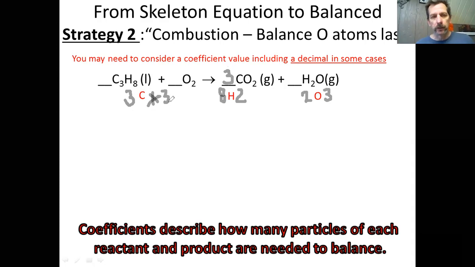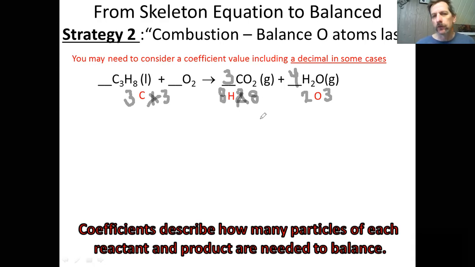Let's look at hydrogen next. 8 on the left side, only 2 on the right side. So multiply our coefficient 4 times 2, right? The 2 that used to be there is no longer valid. We just multiplied it by 4. Now hydrogen is balanced. So carbon and hydrogen are now balanced.